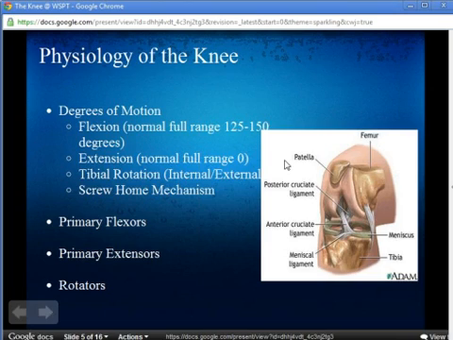So pretty much this is all you need to know: there are two major muscle groups that control a major part of the knee function, hamstrings and quadriceps. All right.